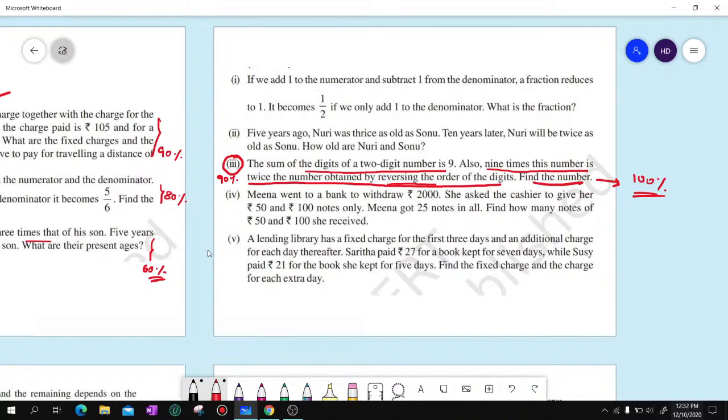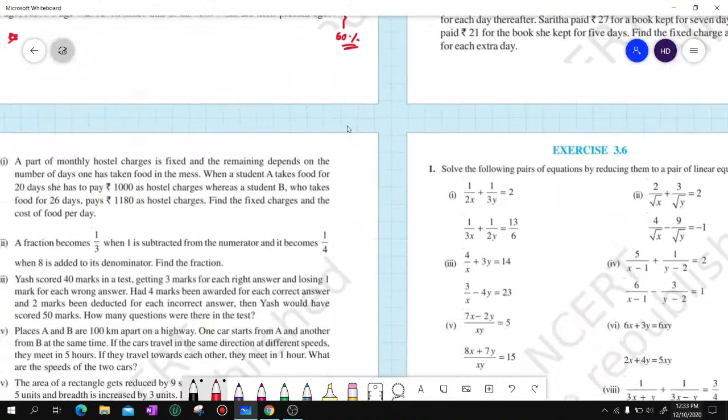And 5 years ago, Noori, Meena went. These are all common questions, and it is up to you. The chance of the bank question being asked is 75%, and the lending library question, I don't think they will ask.